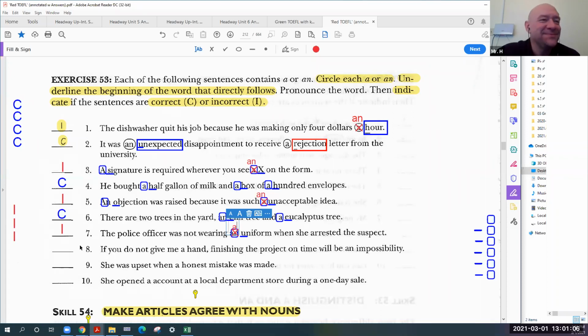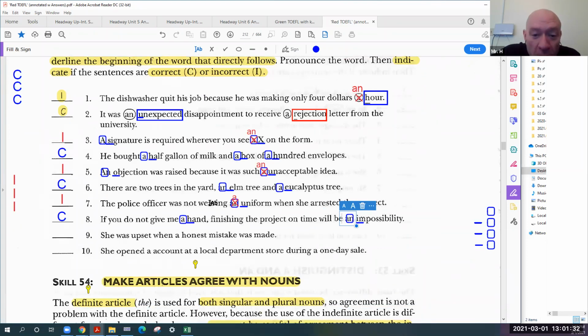Mustafa. It is correct. Correct? Why? A hand and an impossible. Both are correct. Exactly. Both are correct. Hand is a consonant sound. And what about impossibility? Vowel. It's a vowel sound, right?